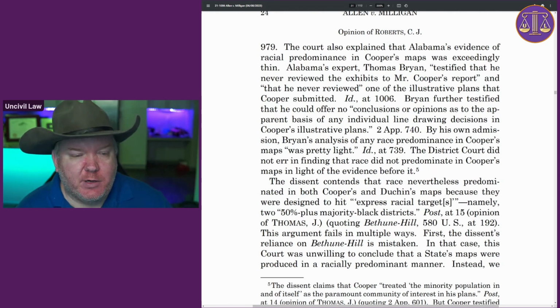The expert further testified he could offer no conclusions or opinions as to the apparent basis of any individual line-drawing decisions. By his own admission, the analysis of any racial predominance in the map was pretty light. The district court did not err in finding that race did not predominate in Cooper's map in light of the evidence before it.